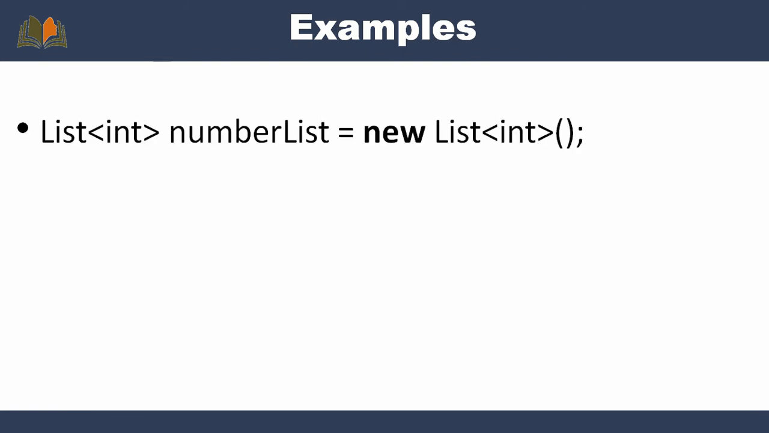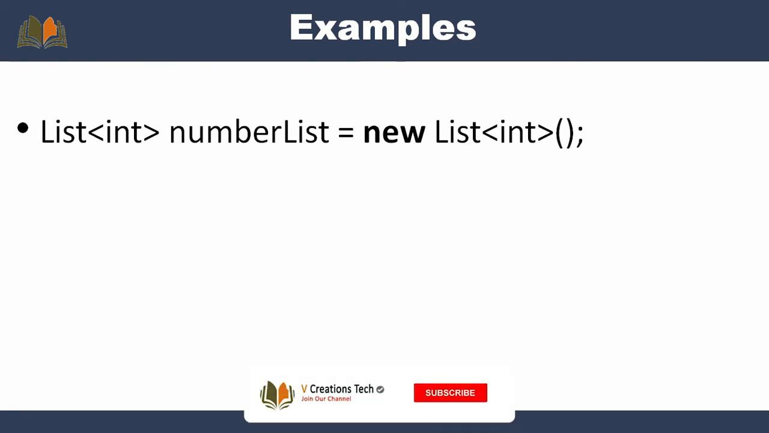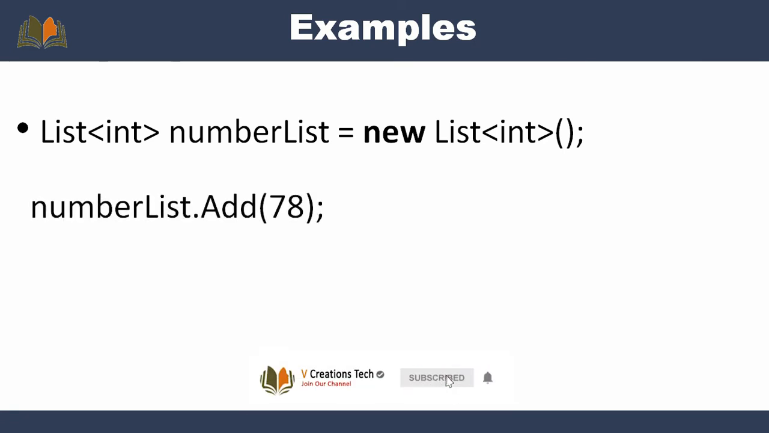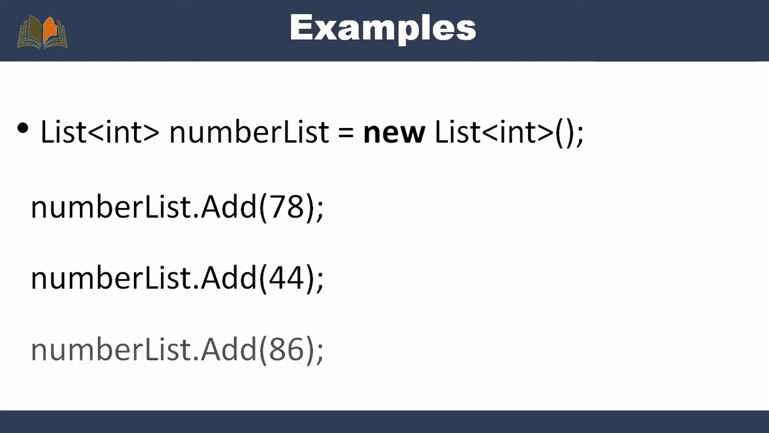So here I'm just explaining with two examples. In my first example, I just created a list of int, which is the number list, and in the parenthesis you can see here I don't have any value, which means I can add any number of items into that list. So here I'm just adding 3 items into my list, but I can add more as well.